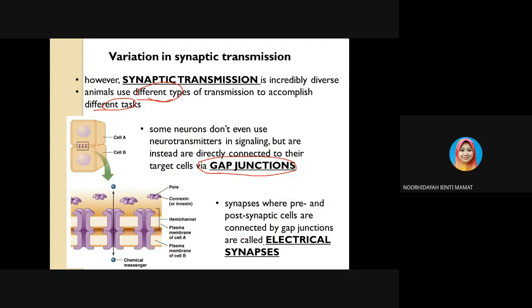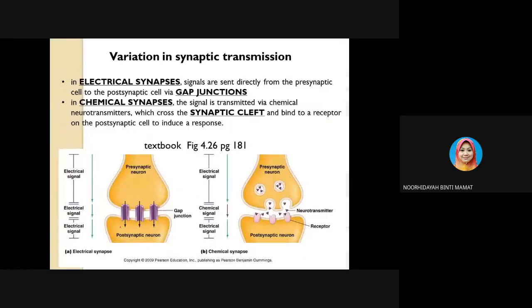This is different from the chemical synapse, which uses a neurotransmitter in signaling. Whereas the electrical synapse transmits the signal through the gap junction. So this is the variation in synaptic transmissions. We have two types: the electrical synapse and the chemical synapse.